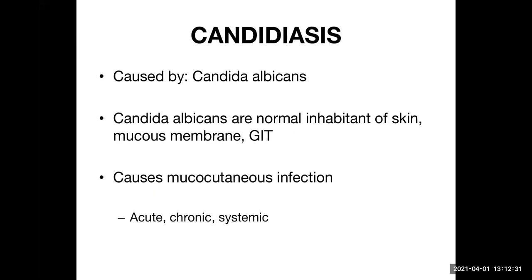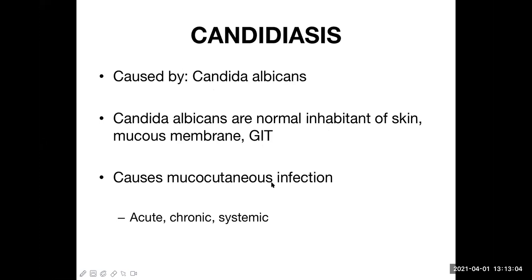Now, another part of the superficial fungal infection on the skin, which I am going to talk about today, is candidiasis. Now, this is caused by Candida albicans. Candida albicans is a type of fungus. This is also a normal commensal which is present on the surface of our body or even inside the body. See that they are the normal inhabitant of skin, mucous membrane, and even the GI tract. That's why we call them normal commensal.